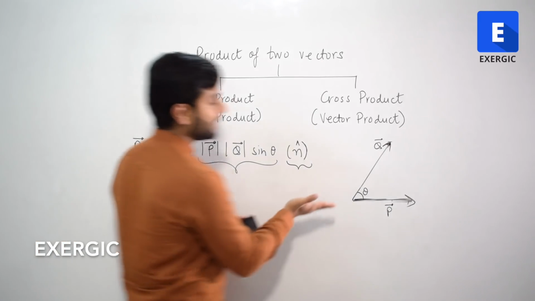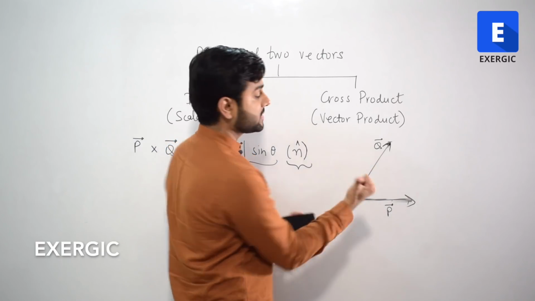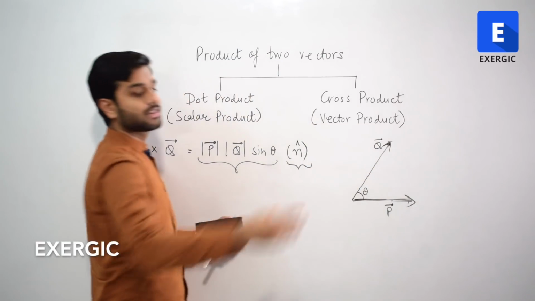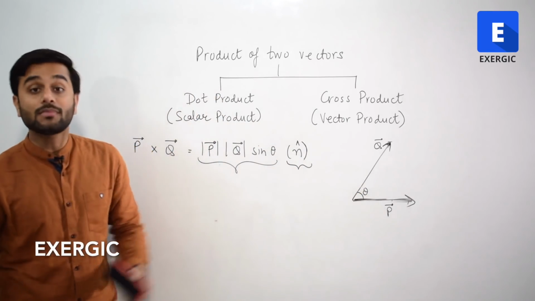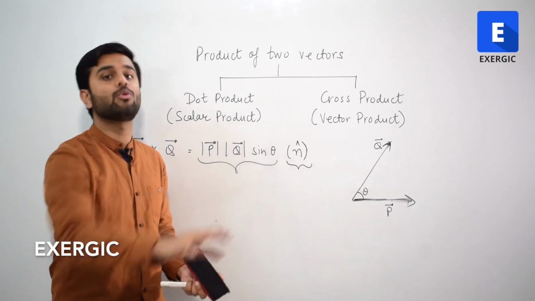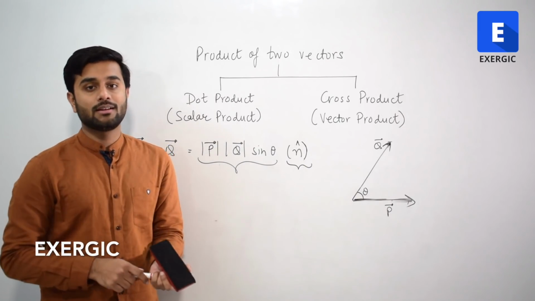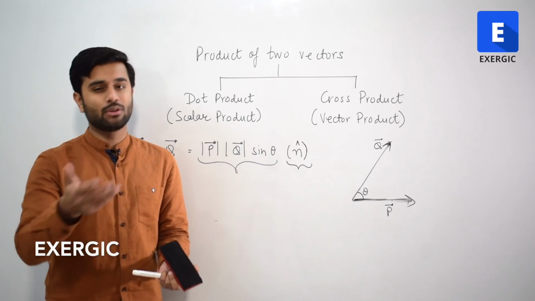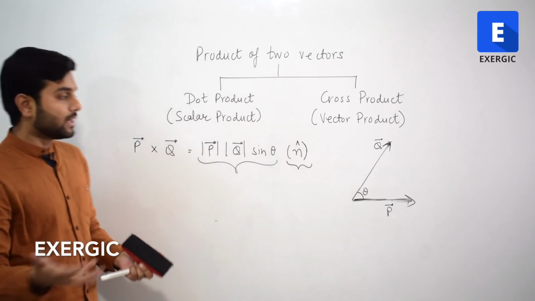You can see that if I do it like this and I curl my fingers like this, the direction of the thumb is representing that the arrow is coming out of the screen, right? That is the direction of the cross product. That's how we will define the direction of the moment of force or torque. All right, there's a representation to do that. We have already covered the representation in class 11, but let's do that again.